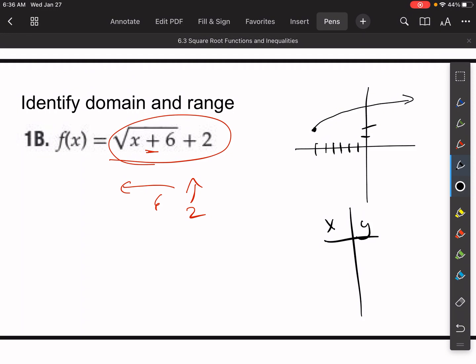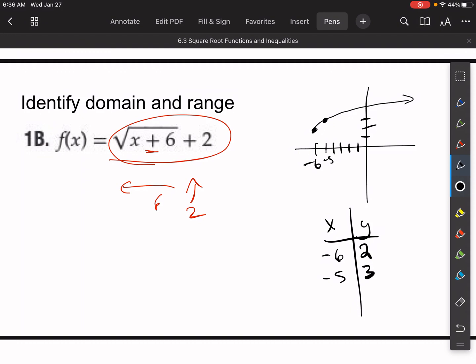Notice what happens when I plug in a -6. -6 plus 6 is 0. The square root of 0 is 0. 0 plus 2 is 2. So at -6, I'm at 2. Then let's go ahead and plug in a -5. -5 plus 6 is 1. Square root of 1 is 1. 1 plus 2 is 3. So at -5, I'm up at 3. So you can kind of see how that works.